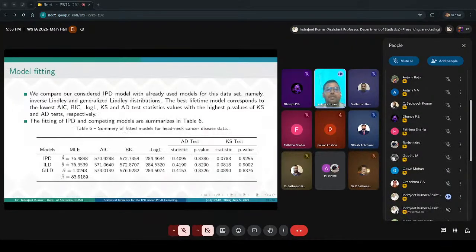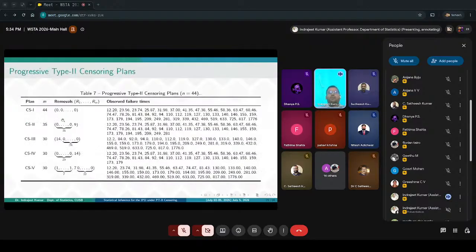Then after, for the considered data, we applied 5 different censoring schemes. It means this plan is removal. We can decide in different ways: either we can remove from the starting, or we can remove from the end, we can remove in between, and we can remove one by one.